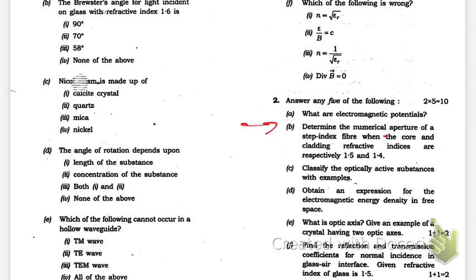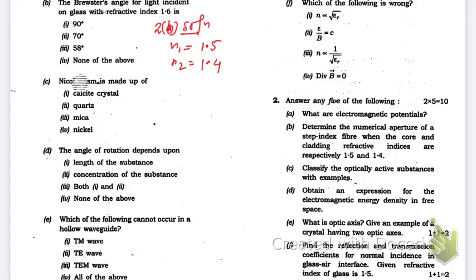2B. Determine the numerical aperture of a step index fiber when the core and cladding refractive indexes are respectively 1.5 and 1.4. Here, let me show you. That's very simple, not so hard. Here the refractive indexes are given. So n1, the refractive index of the core, is 1.5, then n2 is 1.4. Okay, so this is the question number 2B solution.